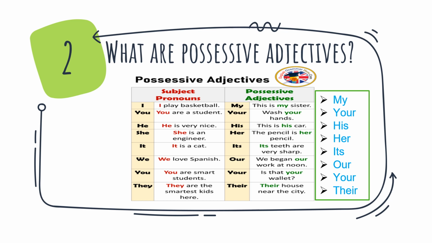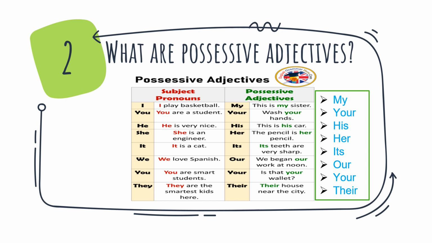For example, look at the possessive adjective my. This is my sister. You use the word my followed by a noun. Sister is a noun, kata nama am. Your: wash your hands. Look at the word hands. Hands shows a noun. Hand is tangan, so kata nama am.